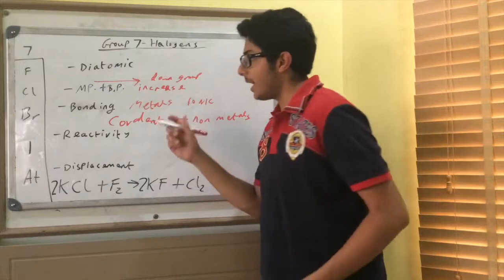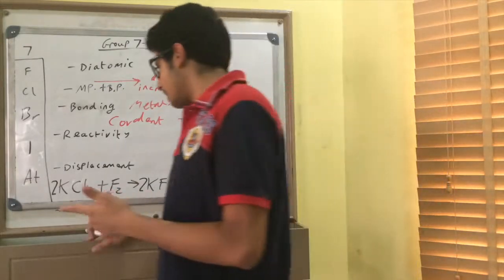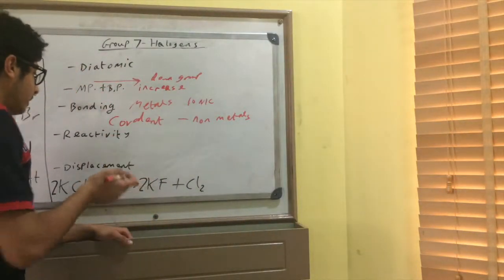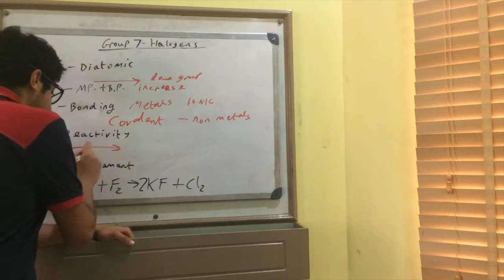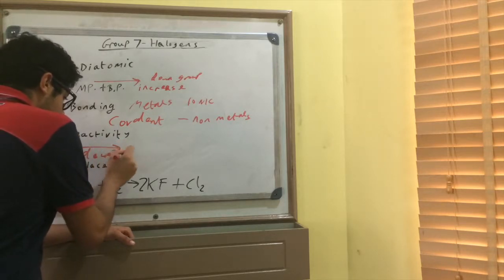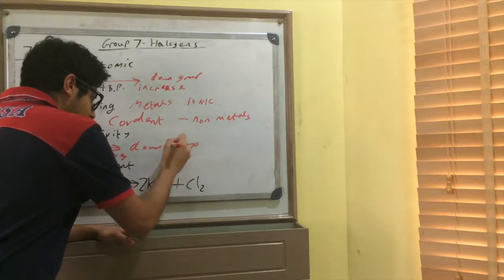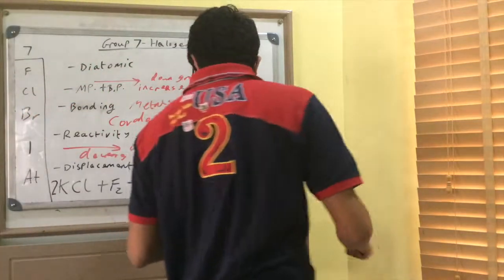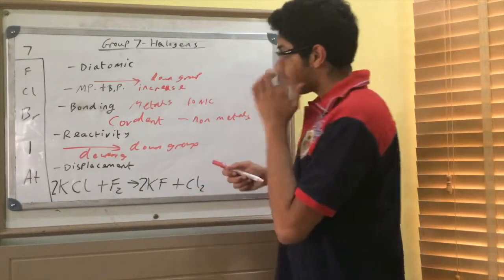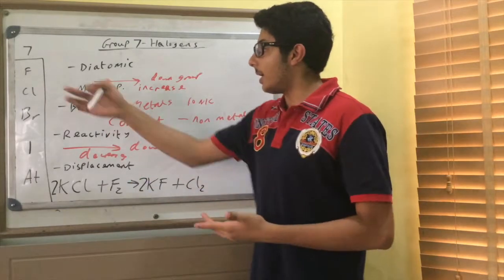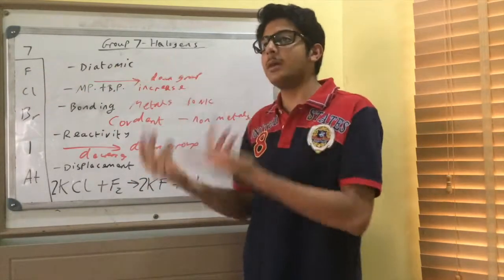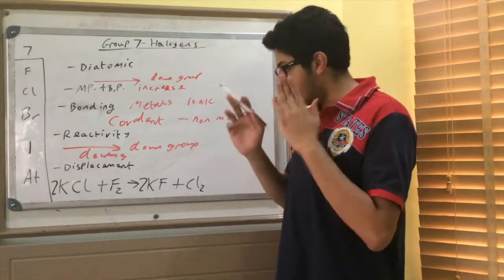Reactivity. The reactivity of these elements, unlike group 1, decreases as you go down the group. And I will explain that next. So a displacement, the more reactive element will displace the other. That is your general rule.